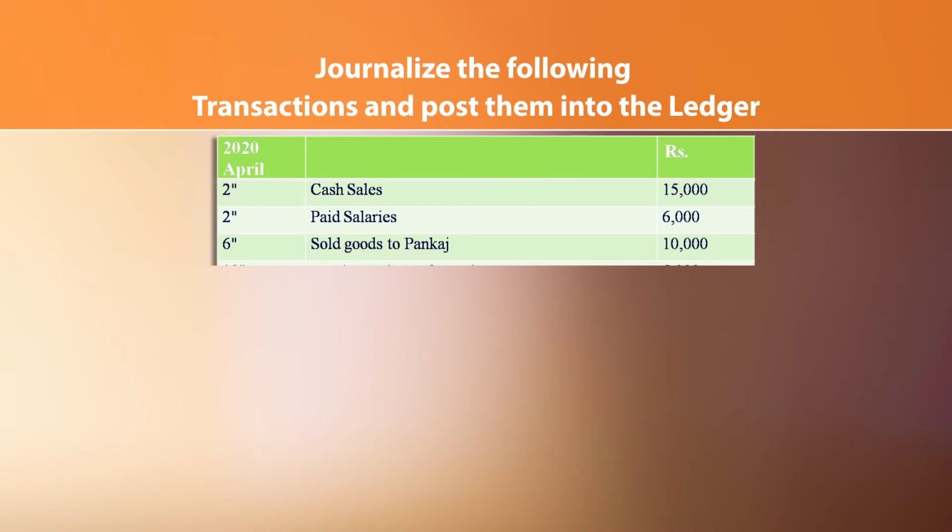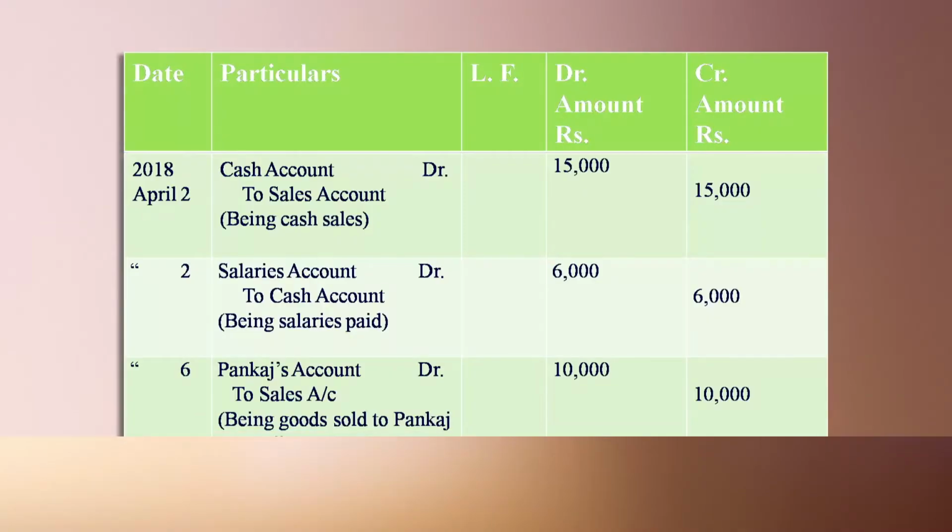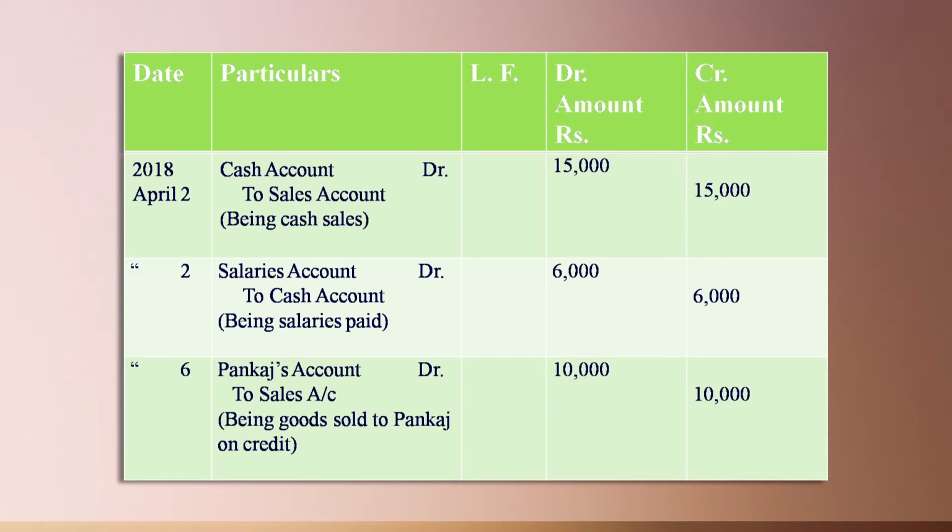Pankaj. So here it has not been mentioned whether the goods have been sold to Mr. Pankaj on cash basis or on credit basis. So when nothing has been mentioned, and because the name of Mr. Pankaj is given, we will presume that the goods have been sold to Mr. Pankaj on credit basis. So in this transaction two accounts are again affected. First one is sales account and then the second one is Pankaj account.